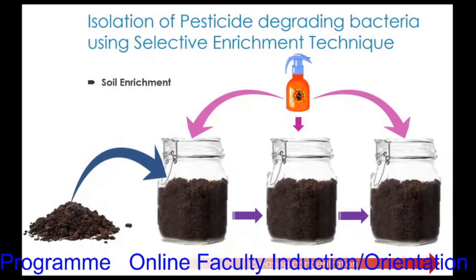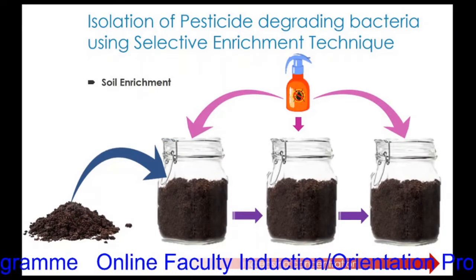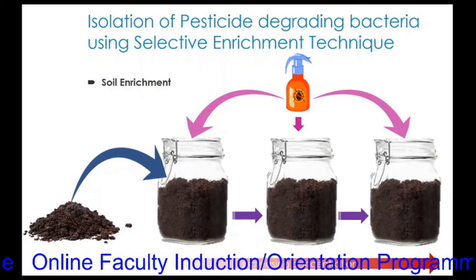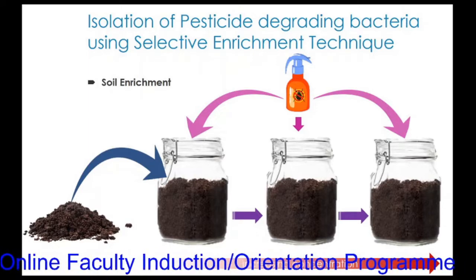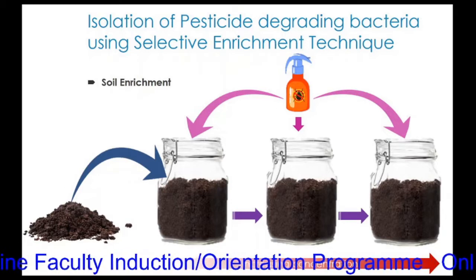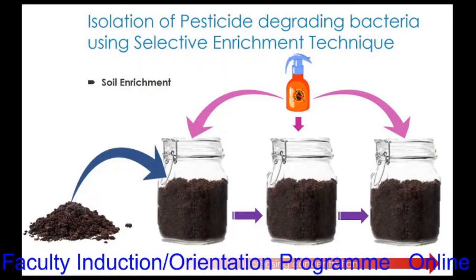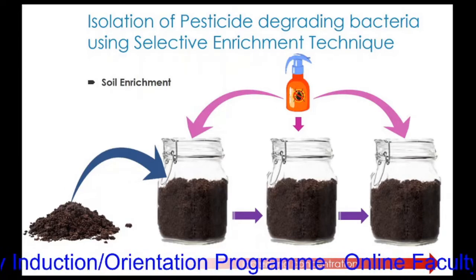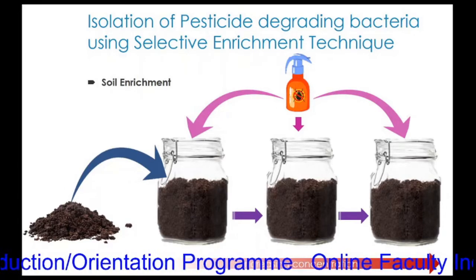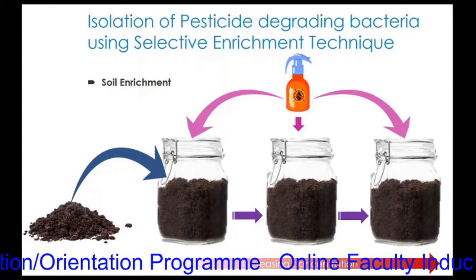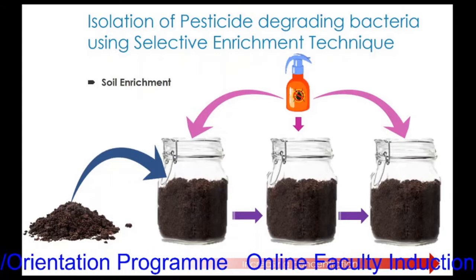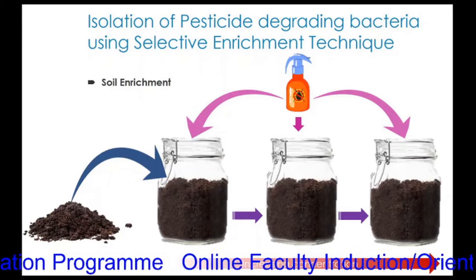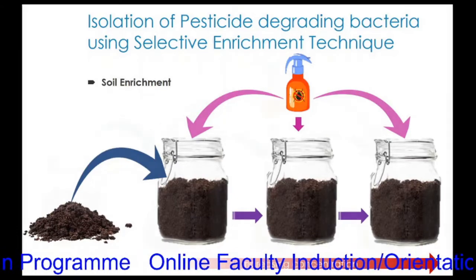So, isolation of pesticide-degrading bacteria using the selective enrichment technique is generally carried out in a two-step enrichment: first the soil enrichment, followed by the broth enrichment. In the soil enrichment, the soils which you collected from the environment are subjected to very high concentrations of pesticides, so that only organisms which are able to tolerate very high concentrations of the pesticide can survive in the soil.